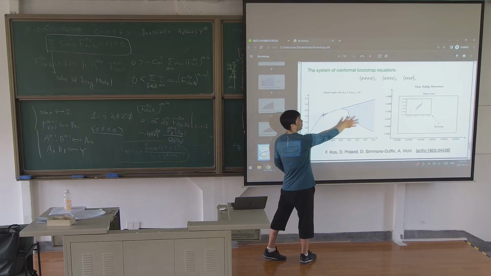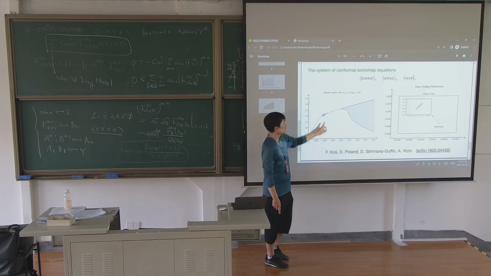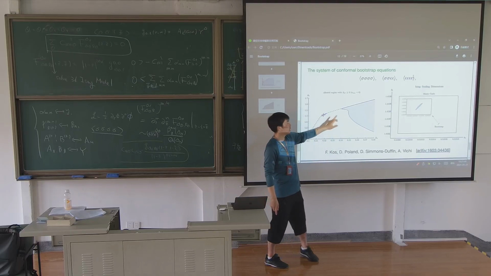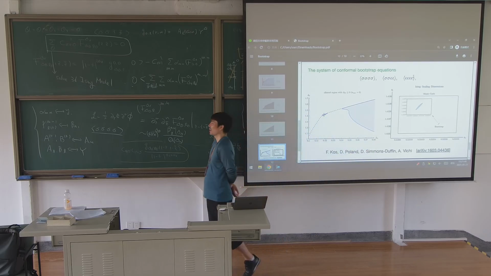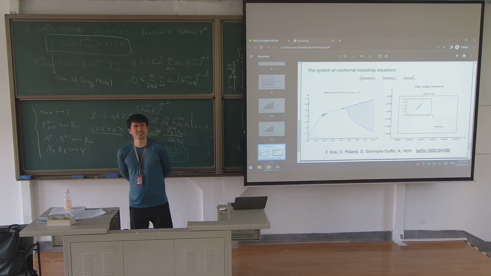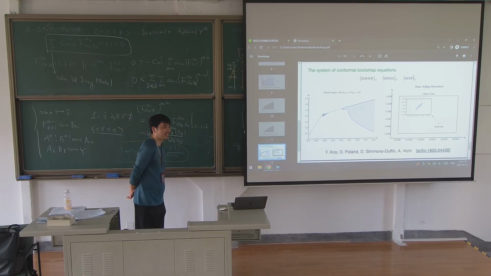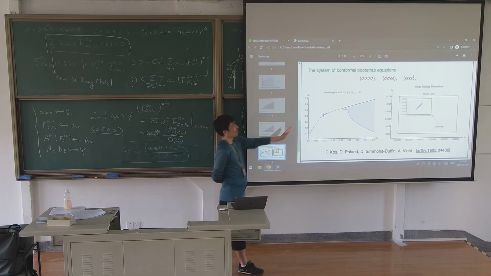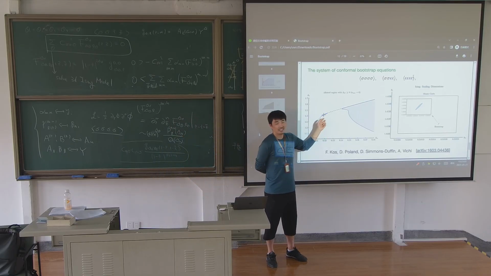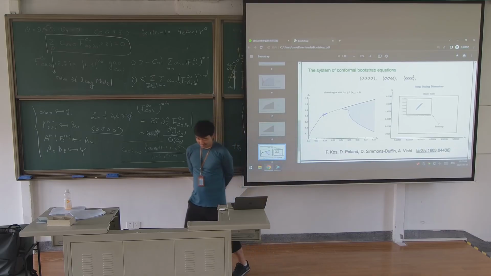So this blue region is allowed, and they call this one the island, and this one is called, oh my goodness, how to say in Chinese? No, in English? Continent. In Chinese, 大陆. Is that correct? Anyway, so it's a continent, and this is called the island. It's called 岛.